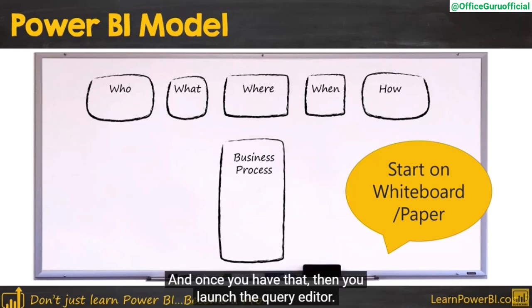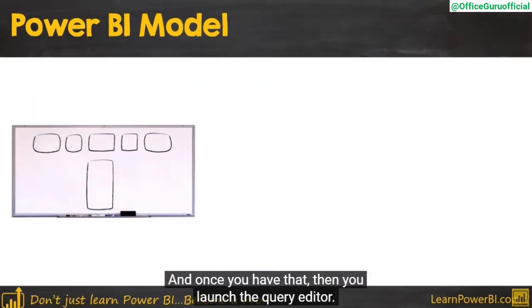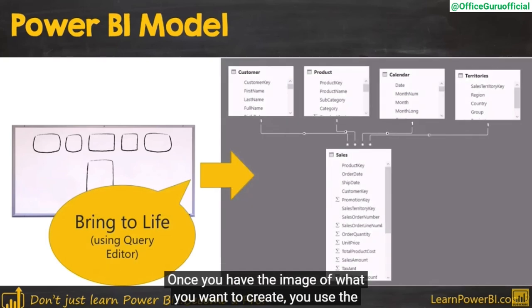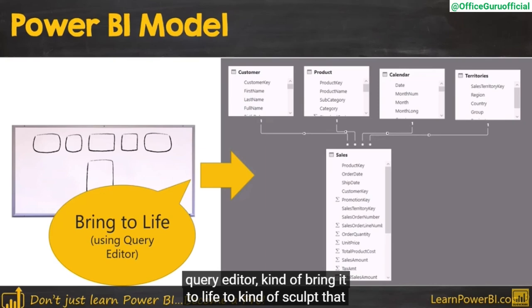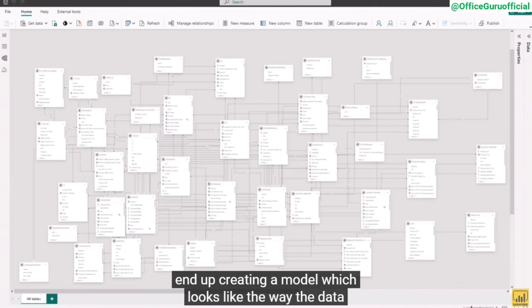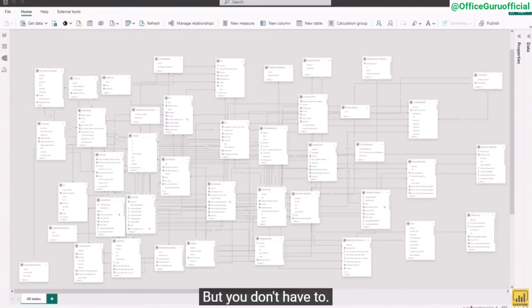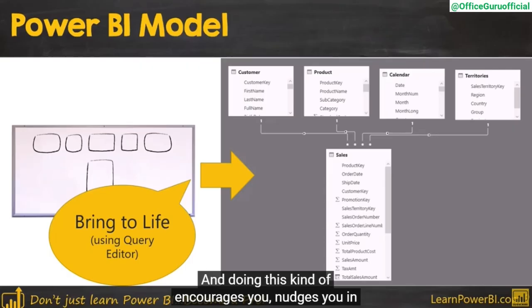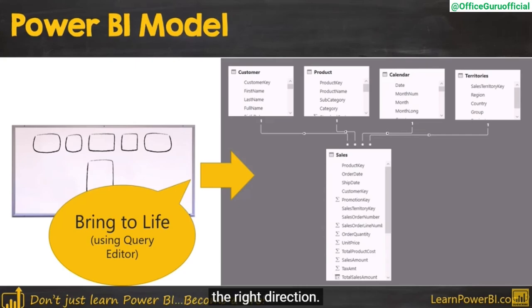And once you have that, then you launch the Query Editor. Once you have the image of what you want to create, you use the Query Editor to bring it to life, to sculpt that out of the data source you connected to. And one reason why this is important is because often if you directly go to the Get Data route, people often just simply end up creating a model which looks like the way the data existed in the source. But you don't have to, and doing this encourages you and nudges you in the right direction.